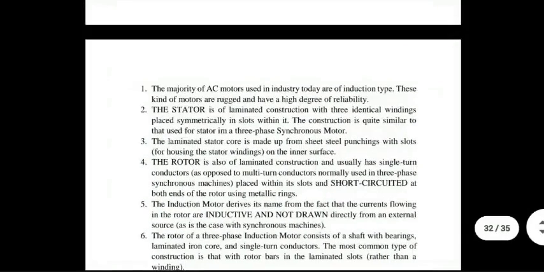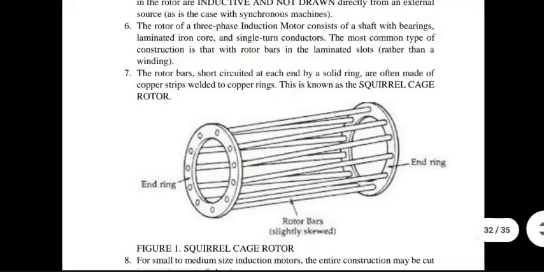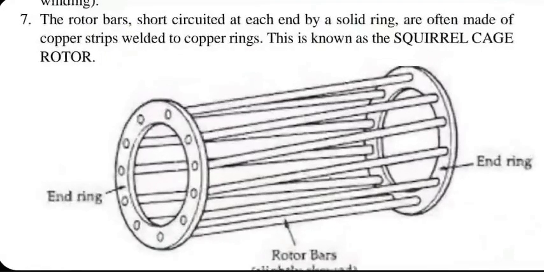This is how the cage looks. The rotor has a lot of bars, aluminum bars or copper bars, and two short circuiting rings. And this is a cage where, conceptually, you can think of a squirrel going in and then being unable to get out.